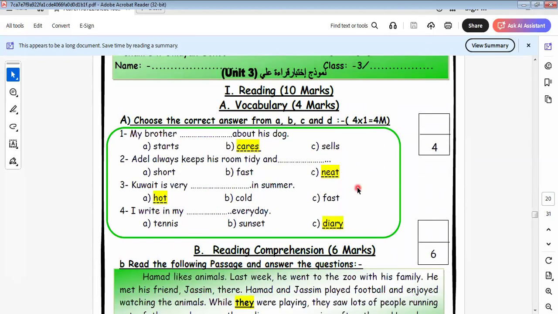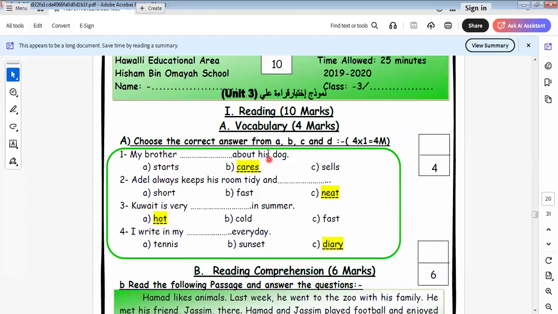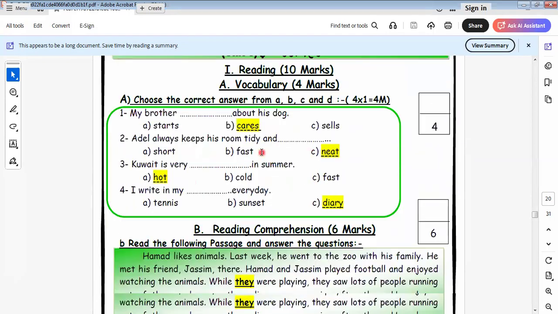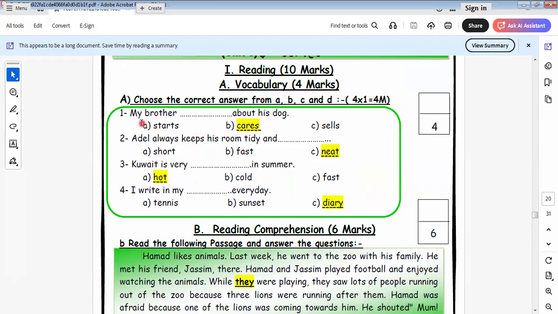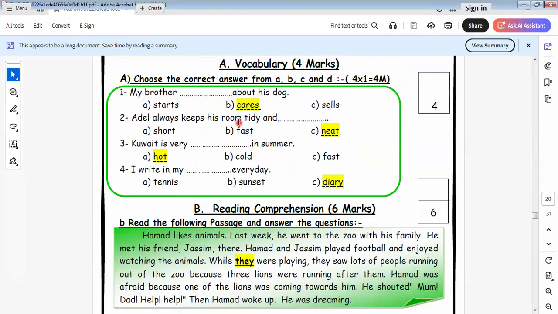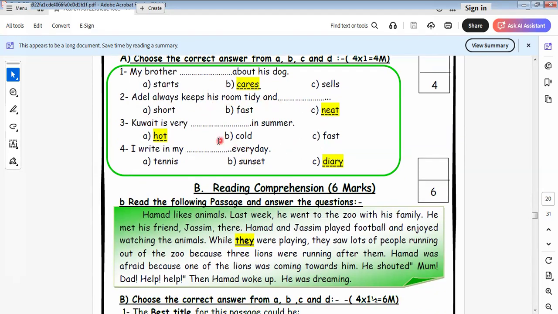Let's go to another one. Here we have Unit 3, next question. Here we have my brother, who cares about his dog. It could be here cares, which means takes care of his dog. Not starts, not sells. Adel always keeps his room tidy and neat. You are clever people, you took notes during the lesson.